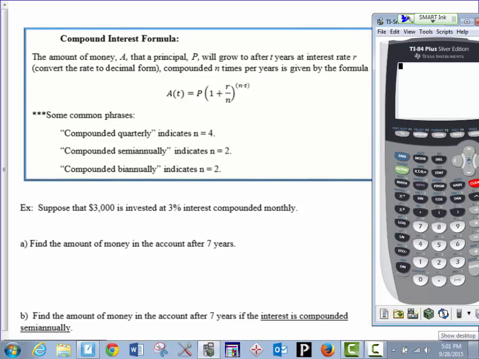Here, I'd like to do an example of compound interest. The first thing I'd like you to do is box in your formula. Make sure to put a star by that and that you know it for your exams and for your homework.